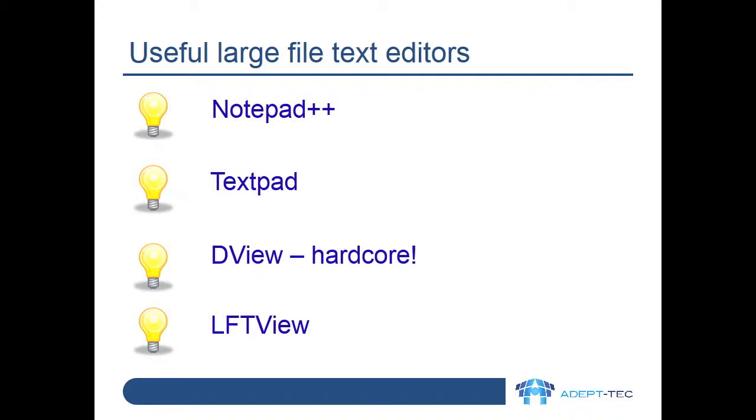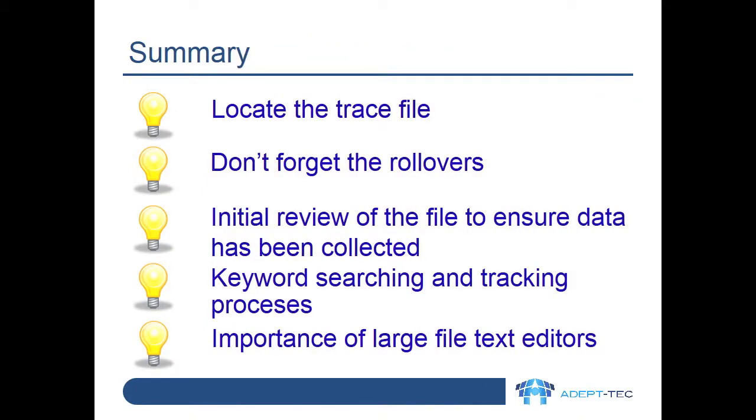In summary then, when we begin to look at DTrace, we need to locate the trace file or the trace files, because don't forget these files may have rolled over. An initial review is just to look at the header and the footer, and then scan through the middle section to make sure that you have got some data captured. Keyword searching is what we then try and do to pick our way through the trace file and track processes, threads and parts of the task. It's very important to have a good large file text editor.